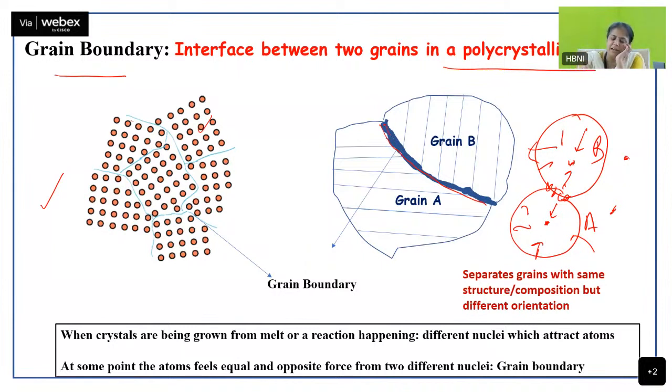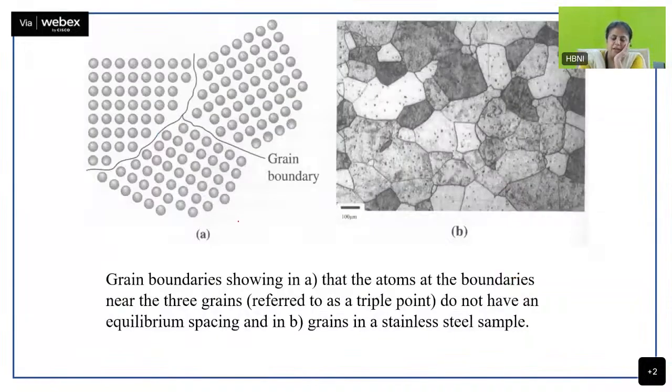And this region ultimately is called the grain boundary. So basically, what happens is, again, this shows the grain boundary, and this is a real scanning electron microscope picture of a stainless steel sample where you can see different grains and their boundaries, of course, the grain boundary.